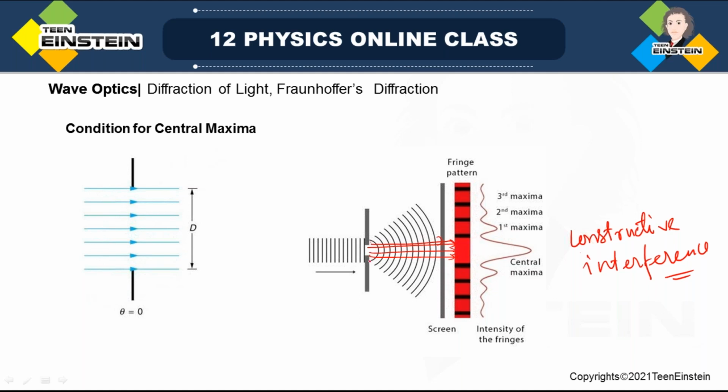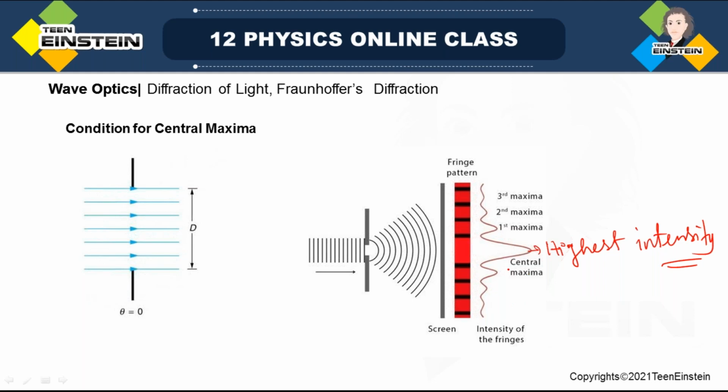And why is this so wide? Because the whole slit will send light to this place. So that's why the intensity will also be more. So intensity will be maximum, and the width of the central maxima will be maximum over here. This is the reason for having the highest intensity at this particular position. This is called central maxima or principal maxima.